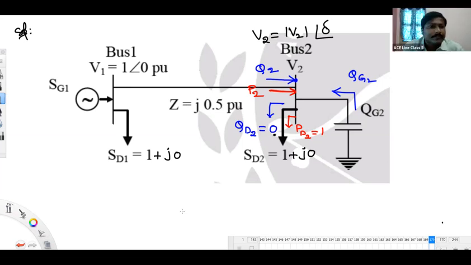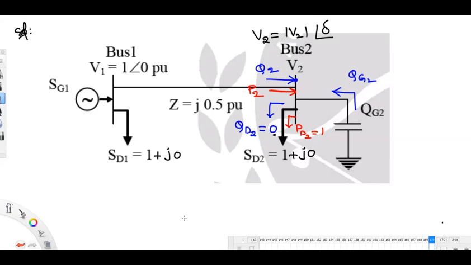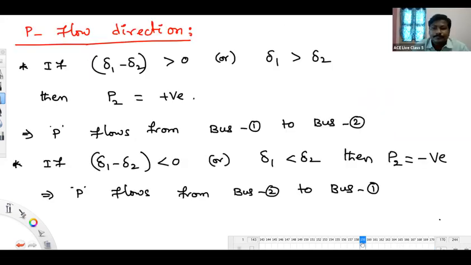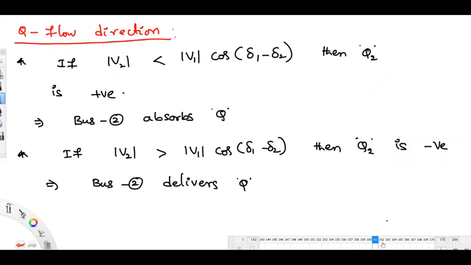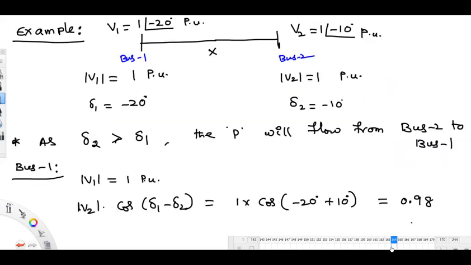Gangadhar. Gangadhar, Pawan. Sir. Tell me, Gangadhar. Slide number 159. Okay. After that, you have set one example, no, sir. After the reference slides. Yes, sir.